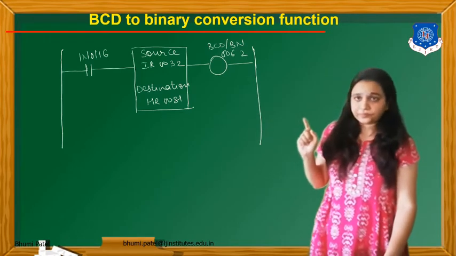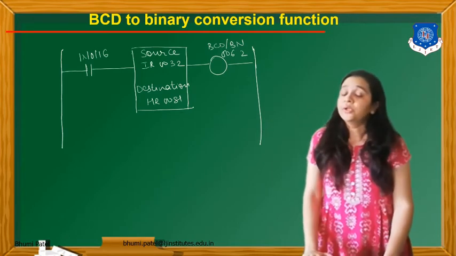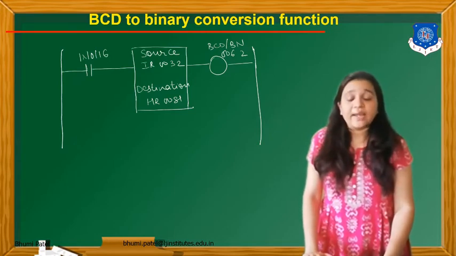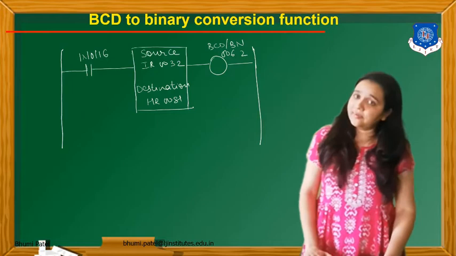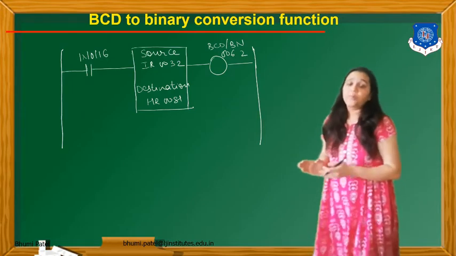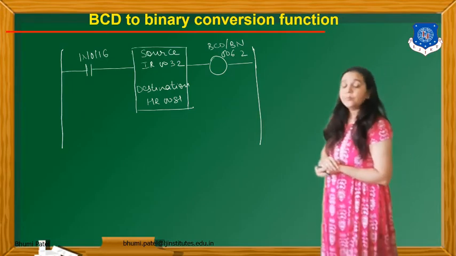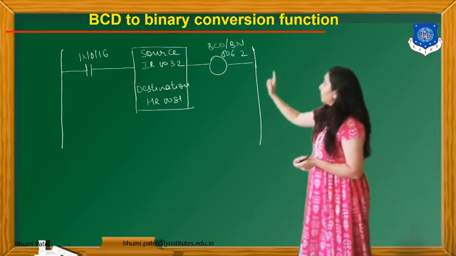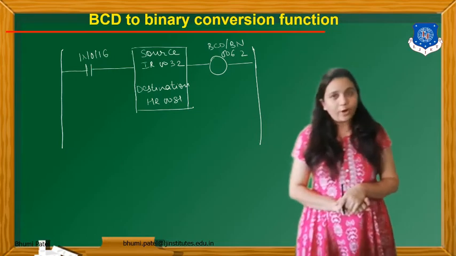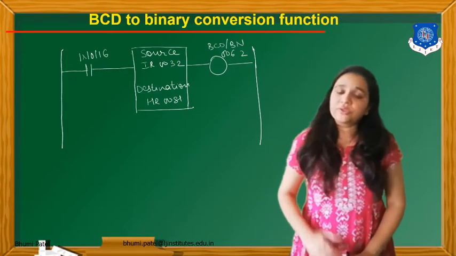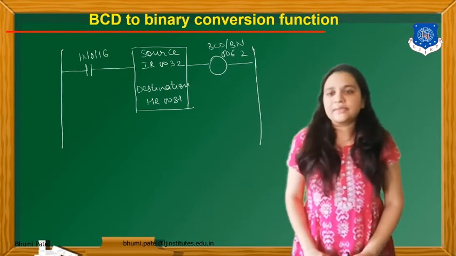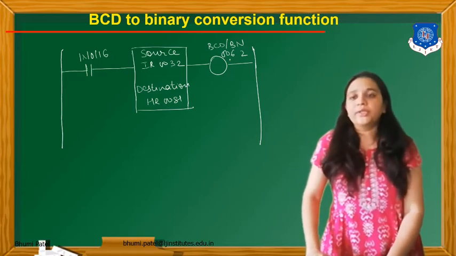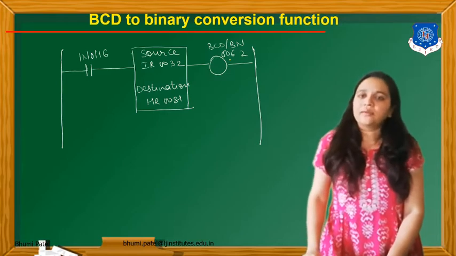So this is the ladder diagram to convert a BCD number to binary, which we have to study in chapter number 17. What is the format of this ladder logic diagram? Here we must use the block format. A single input is applied, and in the block format we have to use the source and the destination address, and here is the output of the BCD to binary conversion.